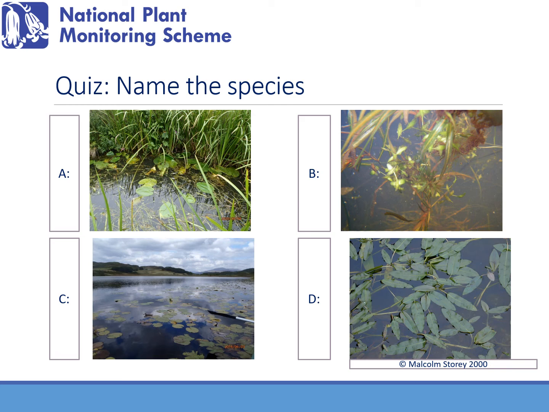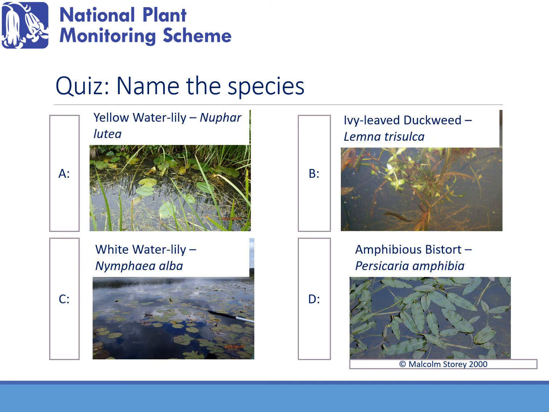So a little refresher to see what you can remember from the floating leaved species. Can you identify species A, species B, species C, and species D? So A was the yellow water lily, Nuphar lutea. It's got oval leaves and a light green colour. And if we flipped it over on the rear, we would see veins which come out from a central stem and fork towards the edge of the leaf.